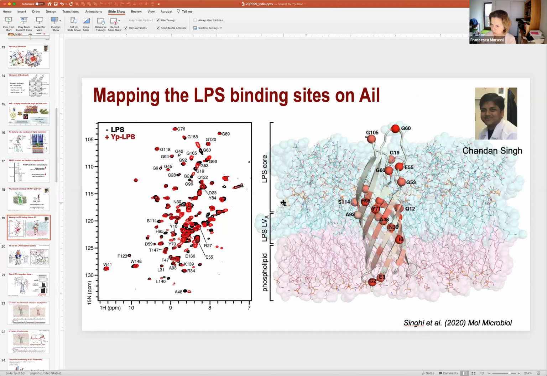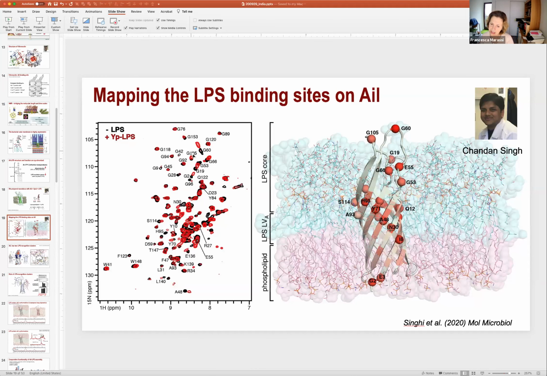These are solution NMR spectra, proton-nitrogen HSQCs of N15 labeled Ail in nanodiscs that do not contain an LPS, in black, compared to nanodiscs that contain actual Yersinia pestis LPS. So you can appreciate that the quality is quite nice, and there was a lot of work put into this to make sure that the preparations are highly homogeneous using size exclusion chromatography.